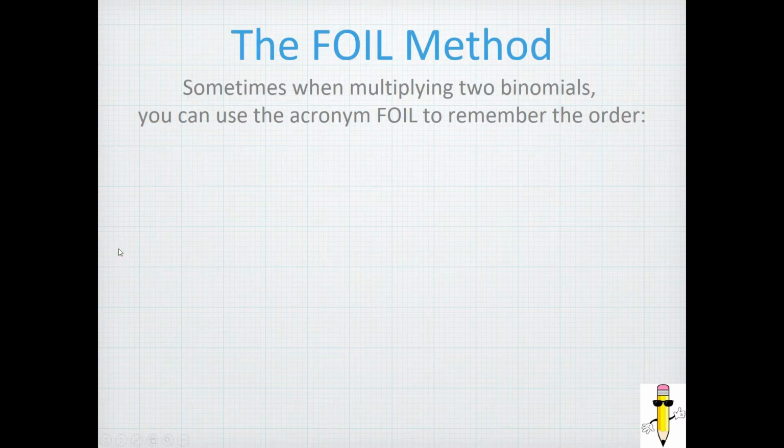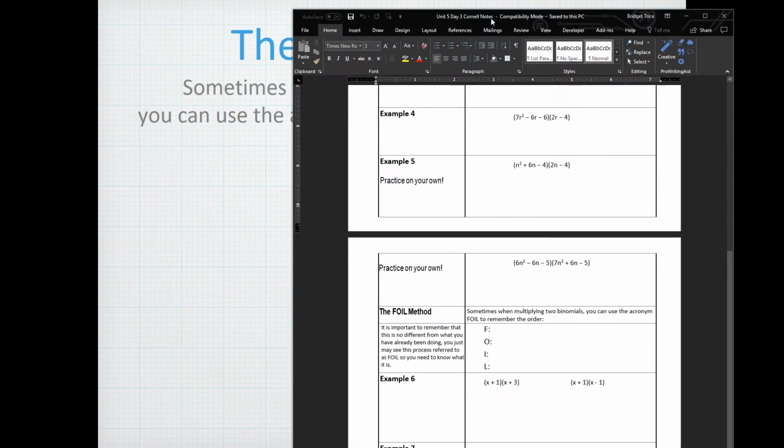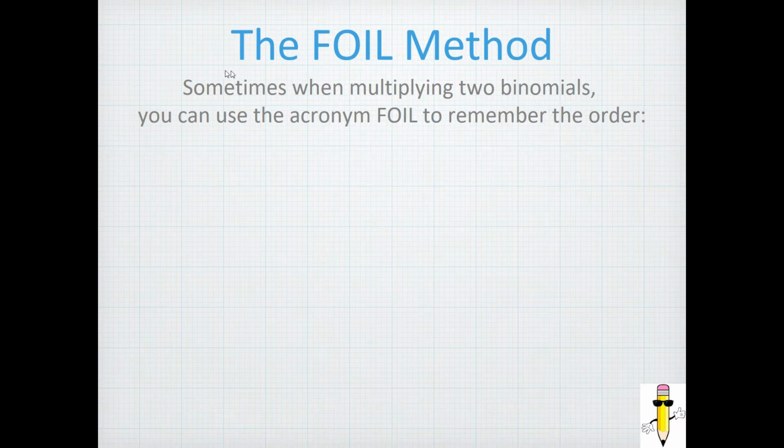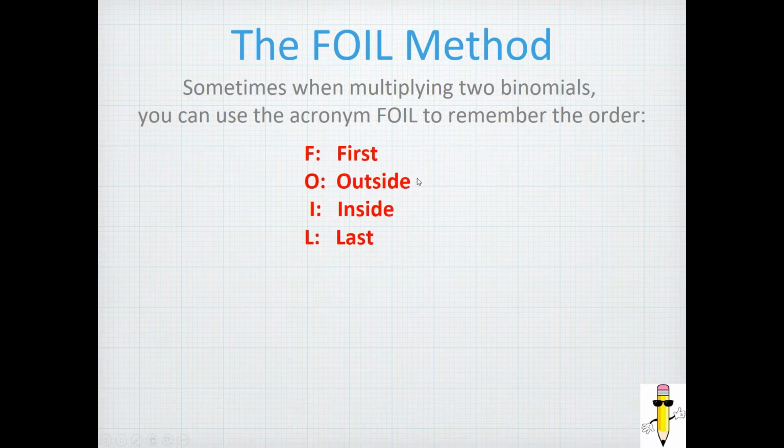Alright, there's a thing, it's called the FOIL method. And just to let you guys know, on your notes, we are currently on this page right here. It says the FOIL method. So I just want to make sure I'm reading this right. Alright, so sometimes when you multiply two binomials, you can use the acronym FOIL to remember the order. So that order is going to be first, outside, inside, last. So make sure you take a moment to write that in your notes.